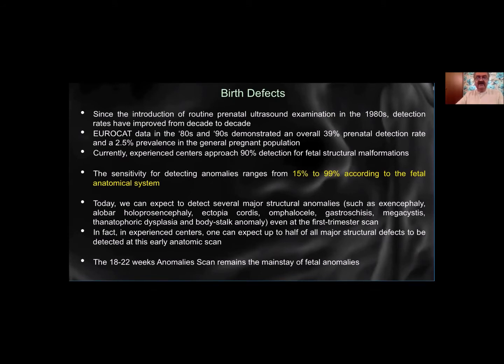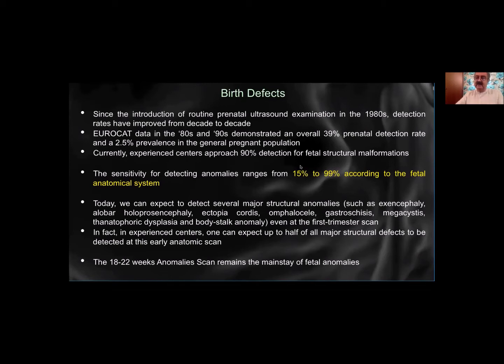Whereas in the 80s and the 90s we had a 39% prenatal detection rate, we now approach a 90% detection rate for fetal structural malformations in the mid-trimester or second trimester anomaly scan between 18 and 20 weeks. There's no doubt that in some systems, very few, it is about 15%. And this is what that is.